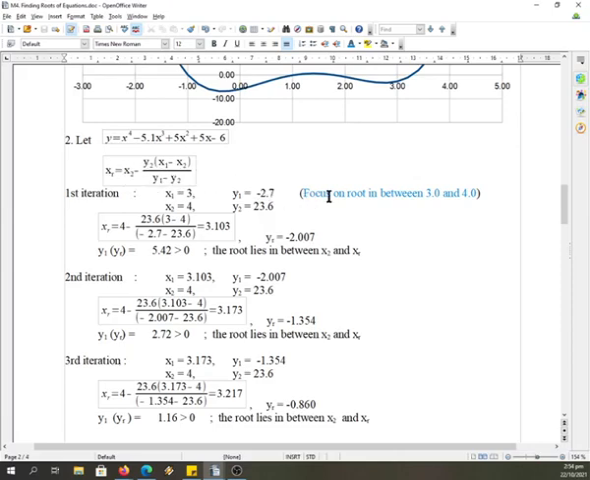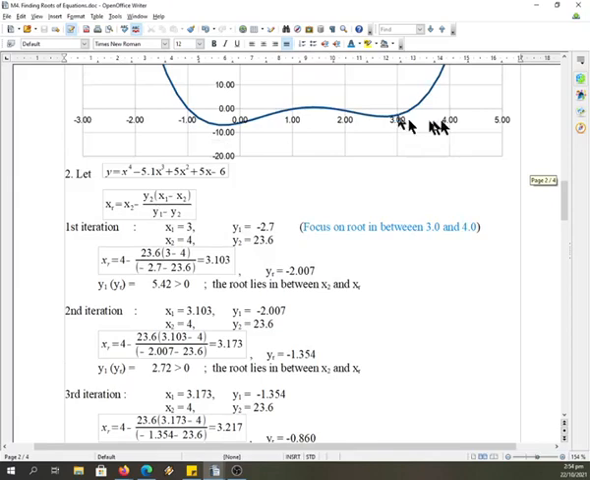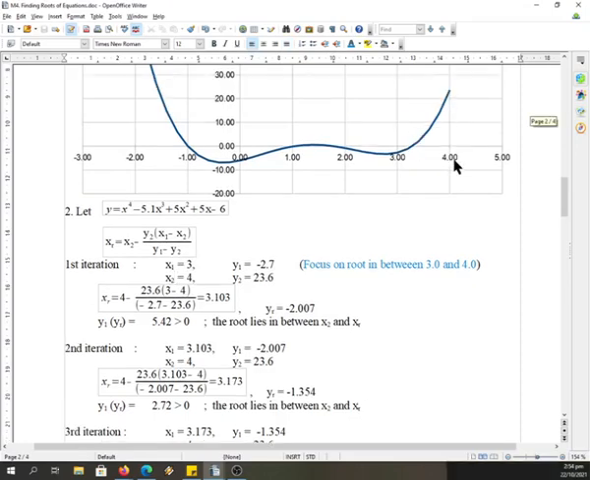Now, again, focus on the root between 3 and 4. Now, our x1 is 3. x1 is 3. x2 is, in this case, our limits would be between 4 and 3. x2 is 4. The problem is, how do we determine y? Again, recall that y is a function of x. Just substitute the x value in this equation.